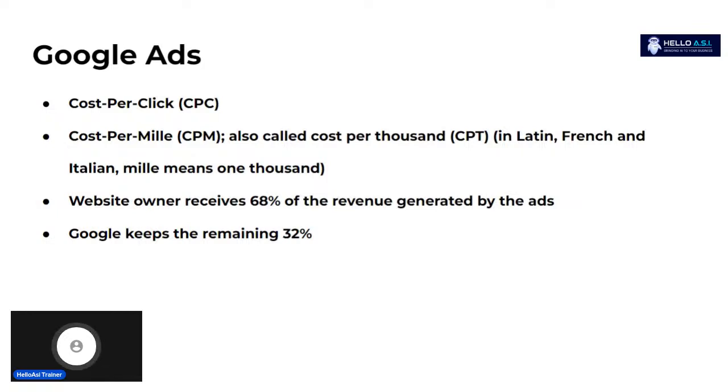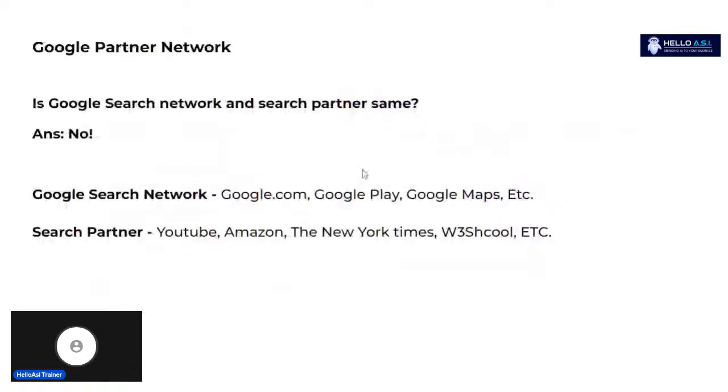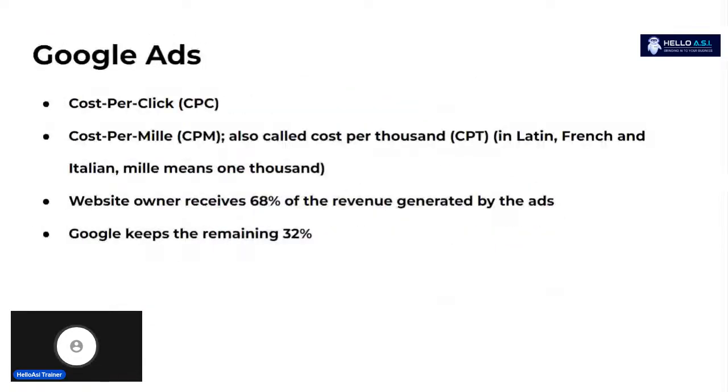Whenever a partner website or partner network website shows Google Ads, the partner website will generate 68% of the revenue from Google for the ads, and Google will take 32%. That means the partner website for showing the ads will take 68%, and Google will take 32%. The information is also given here, you can check from here.